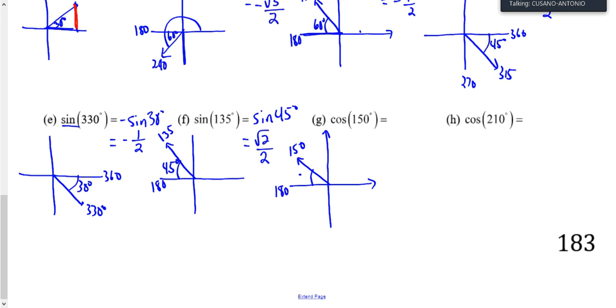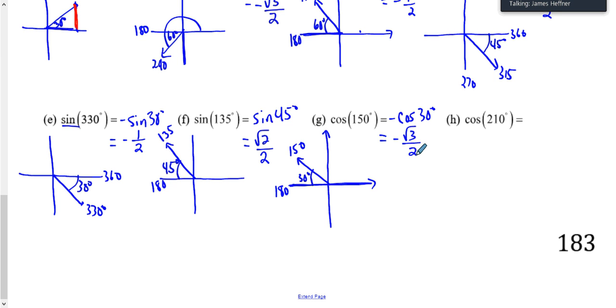Reference angle would be 30 degrees. Okay, they want cosine. Are we going to be positive or negative? Negative. Remember, this is our cosine line, right? So it'll be the negative cosine of 30, which is negative what? It would be negative square root of 3 divided by 2.